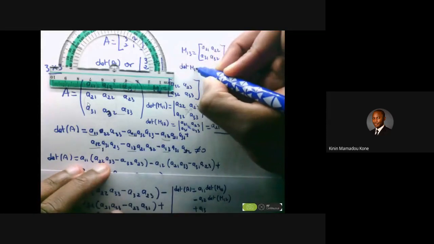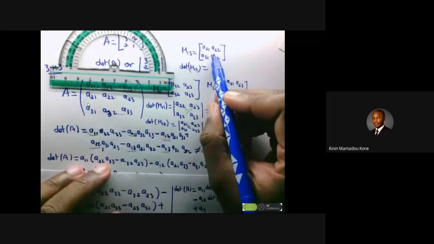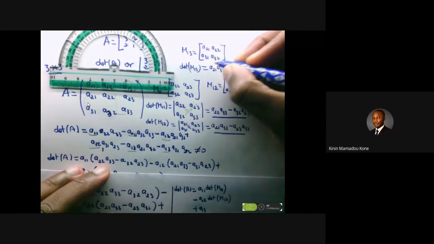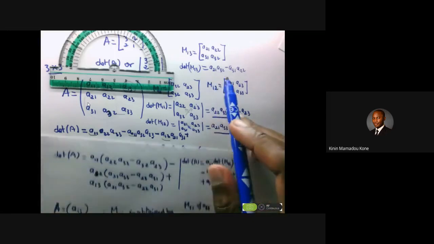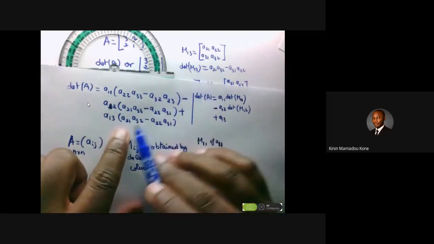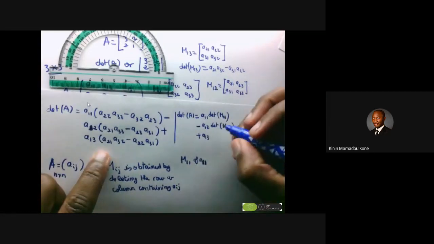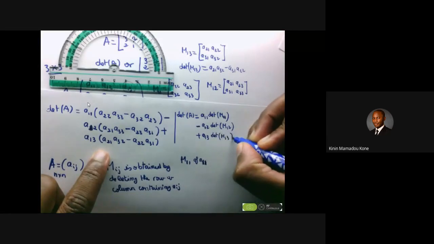Now, the determinant of M13 is obtained by multiplying the diagonal element minus the other diagonal element. So A21, A32 minus A31, A22. And I notice that this is the same as this value over here. So I'll copy this one: it is the determinant of M13.